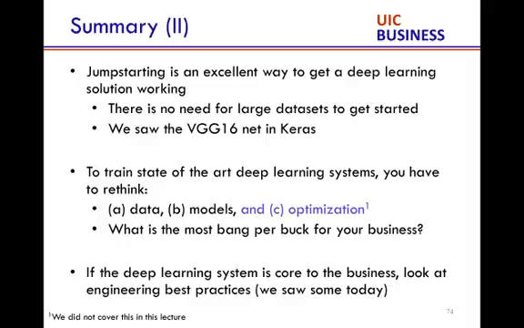To train the state-of-the-art networks, you want to rethink data, models and optimization. So we have not touched optimization yet. We can, and it's not needed even for state-of-the-art networks. Even for smaller networks, there are some tricks on top of the regular gradient descent that you do. You're changing the learning rate, but you can also change other things. And if the deep learning system is core to the business, then you want to look at those engineering best practices. Okay, that's it for today.